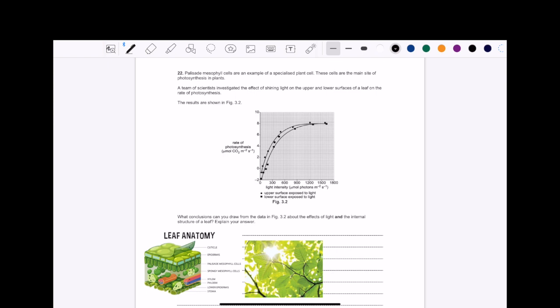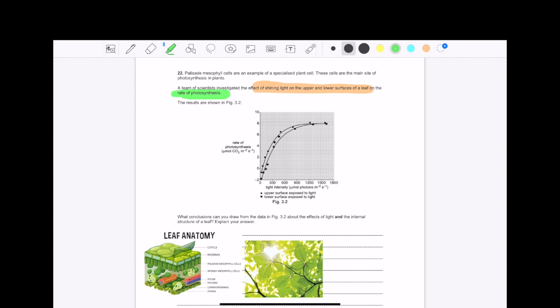A team of scientists investigated the effect of shining light on the upper and the lower surfaces of leaf. That's very important. Now I know exactly what's happening on the rate of photosynthesis. So this is what they're trying to test out. Okay, now we're going to look at the graph. What's on the x, what's on the y-axis, how are the graphs looking like? So it's comparing 2 things, which is the upper surface and the lower surface, and we are measuring the rate of photosynthesis.